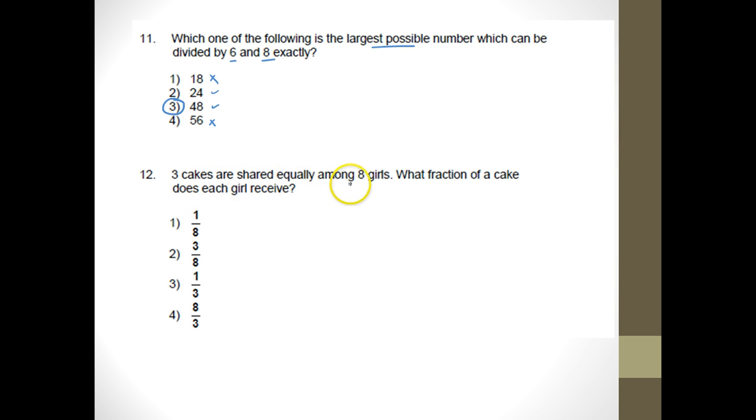3 cakes are shared equally among 8 girls. What fraction of a cake will each girl receive? So I have 3 cakes shared among 8 girls. So each cake, if I cut into 8 equal parts, one girl would receive 1/8, 1/8, 1/8. So total she will receive 3/8 of the cake.